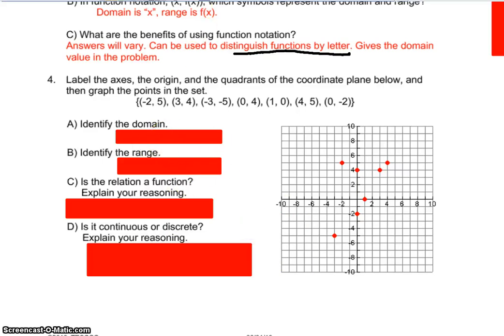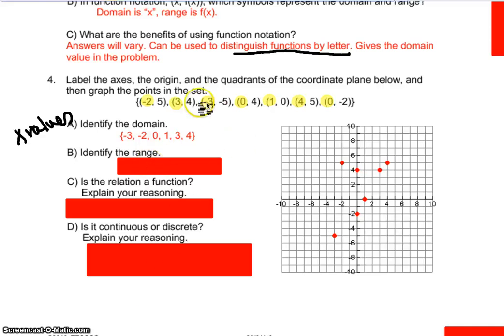Identify the domain. We know that domain is talking about x. So you can just go back up. Even though you've made a graph, you can just look at your set of points that they gave you. And remember that the x values are your domain. So it's going to be -3, -2, 0, 1, 3, and 4. Remember, I do not care what order you give these numbers in, and I don't care if you repeat when they show up more than once.